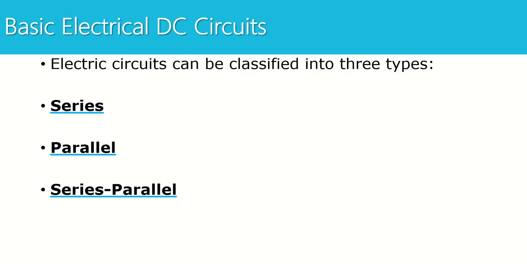So electric circuits can be classified into three basic types. We have series circuits, parallel circuits, and series parallel circuits. And again, we're just going to be talking about circuits today that have a DC source, a direct current source.